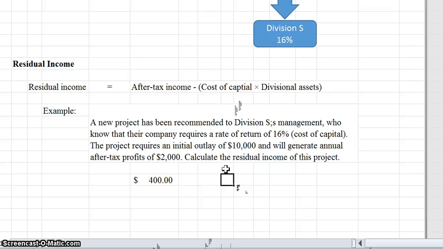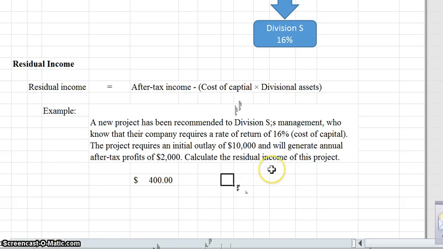As long as this number is positive, then they are beating the rate of return that they need. So they are actually getting a better return. And if we actually calculate it, you'll see they're getting a $2,000 return on an investment of $10,000. 2,000 divided by 10,000, that's 20%. So we're going right back to ROI here. If they have an ROI of 20% and they only need a rate of return of 16%, then this would be a project that they would accept.